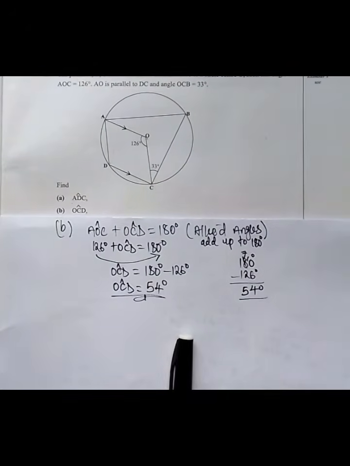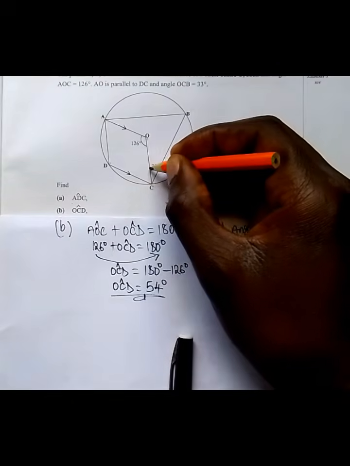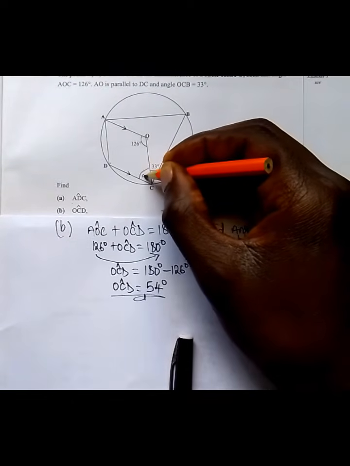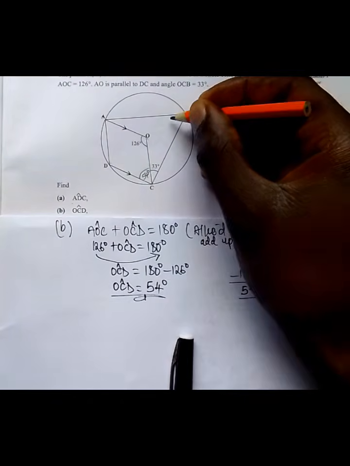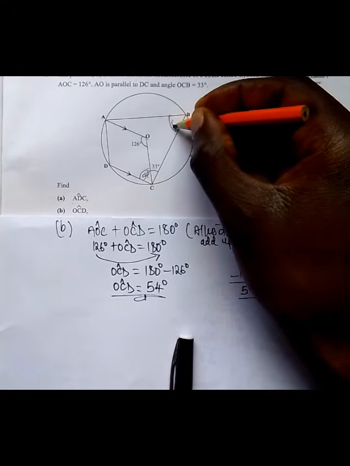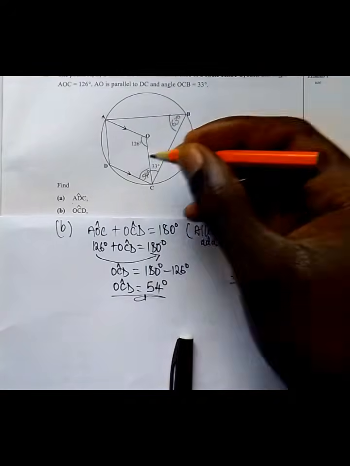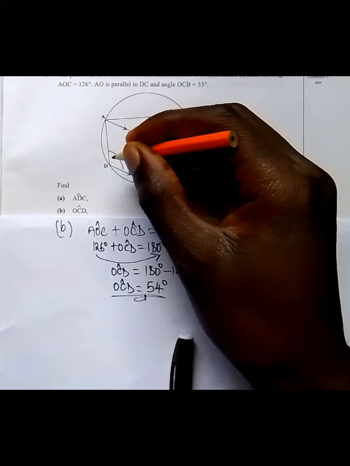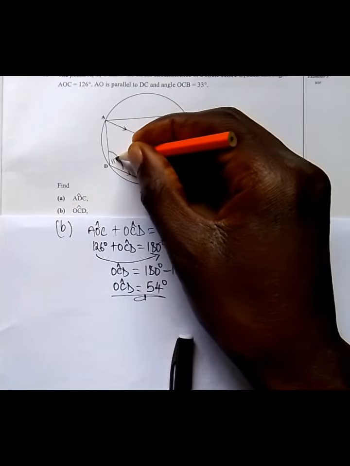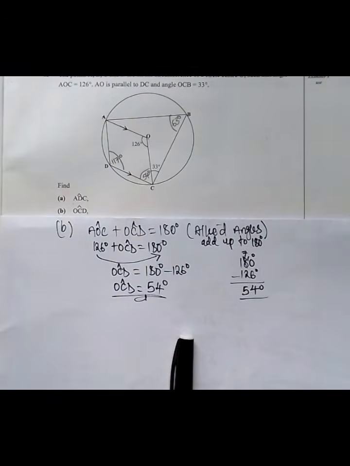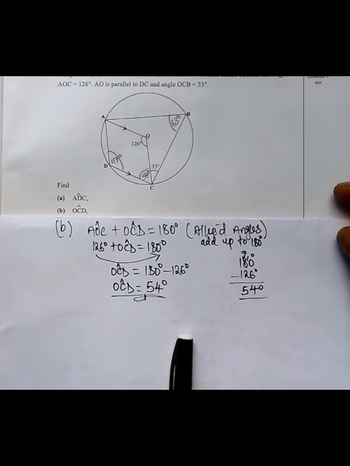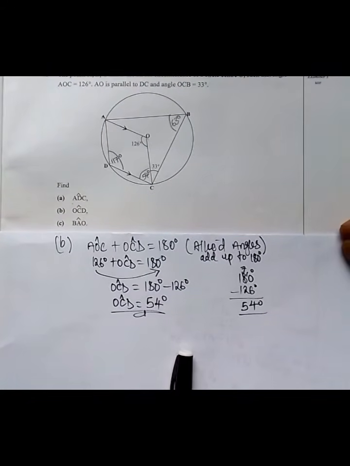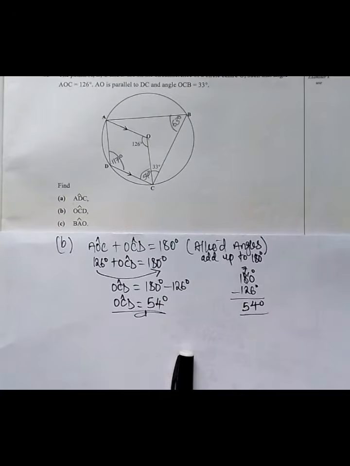So far, we have solved for three angles. We know that this angle is 54 degrees, this angle here is 63 degrees, and this angle at D is 117. So if we have these three angles, now let's go to the last part of this question, which is finding angle BAO.